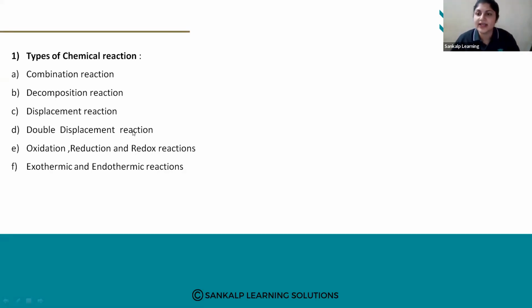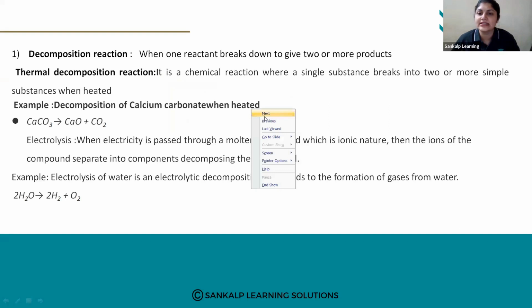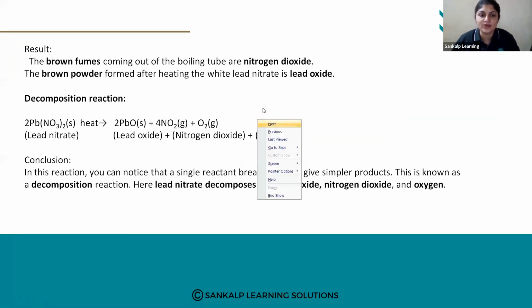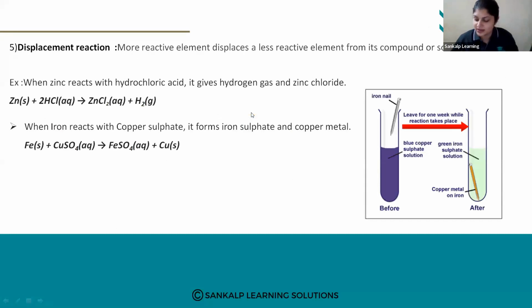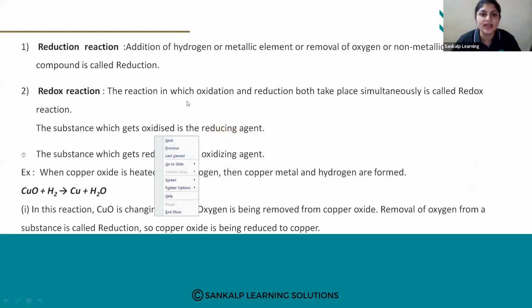Now, what is redox reaction? Can you tell me what is redox reaction? Redox reactions are those reactions in which oxidation and reduction take place simultaneously. Simultaneously means at the same time, in the same reaction, oxidation as well as reduction takes place. So that is called redox reactions.